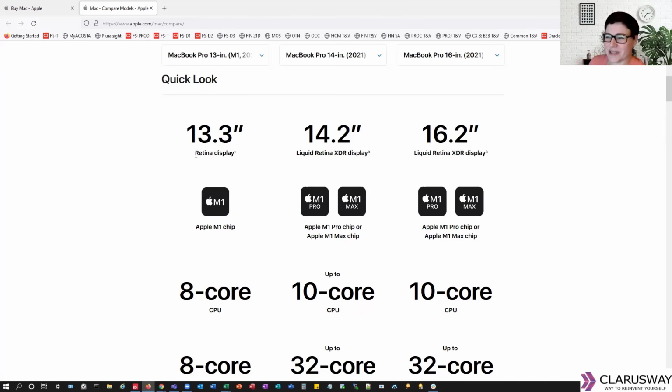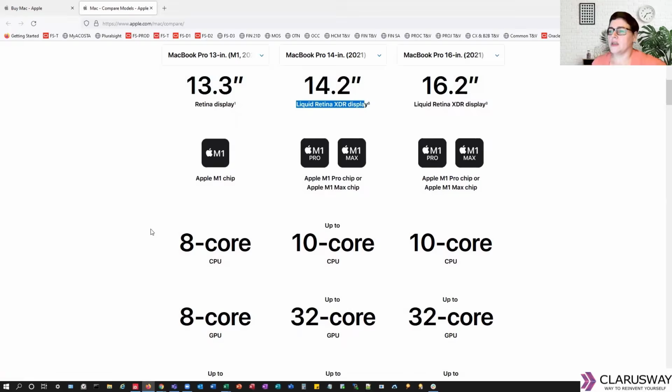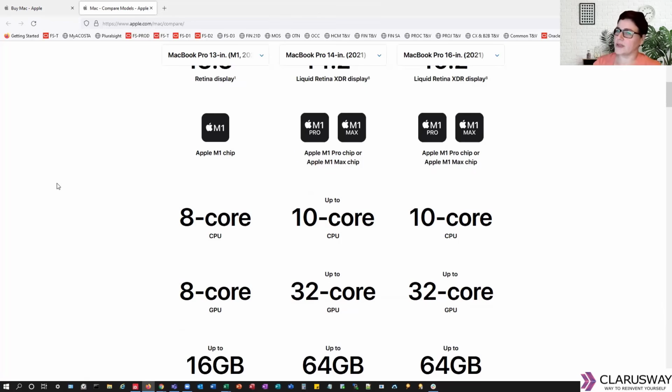You will see that different computer companies have different types of technologies comprising their features. Like this is called a Retina display through Apple. This one here is a plain old Retina display, and then we have something called a liquid Retina XDR display. Again, as you add more technical capabilities, your computer gets more complex, and you're going to see additional costs with that.